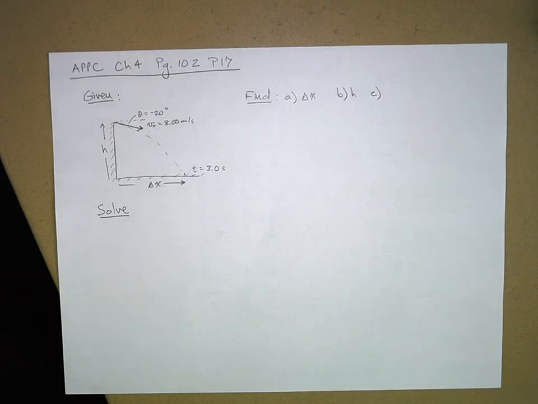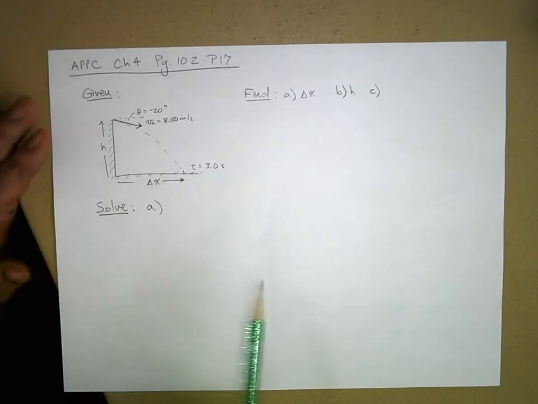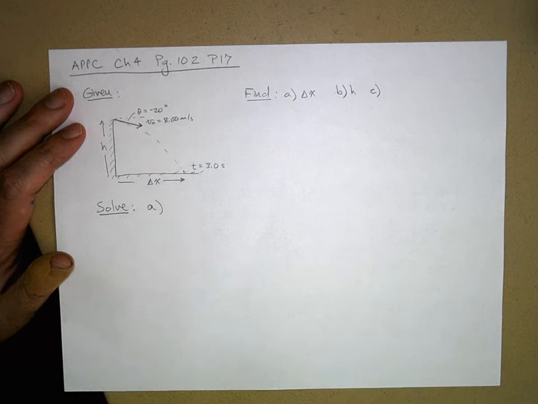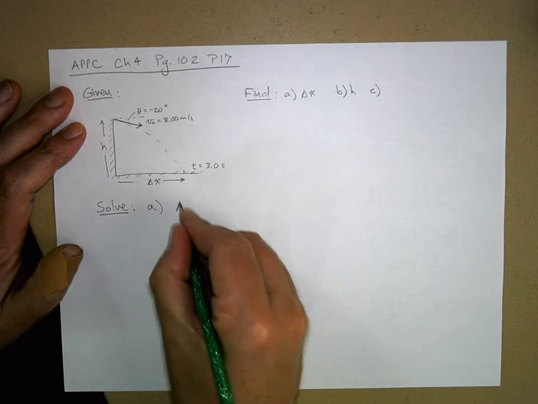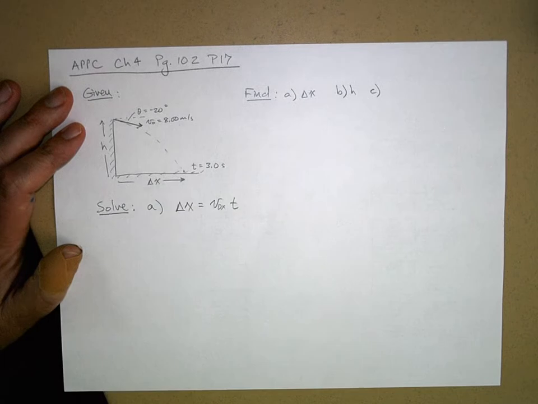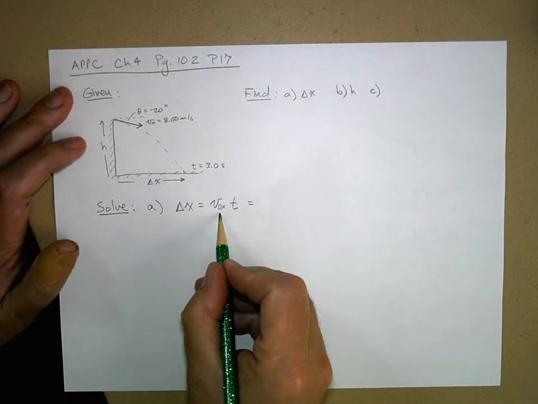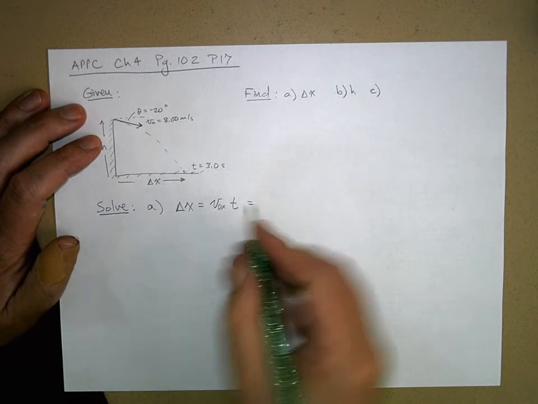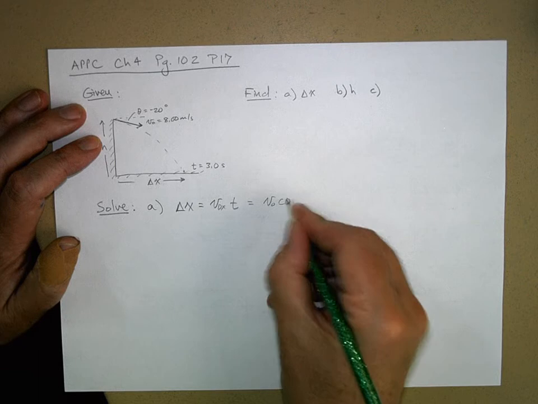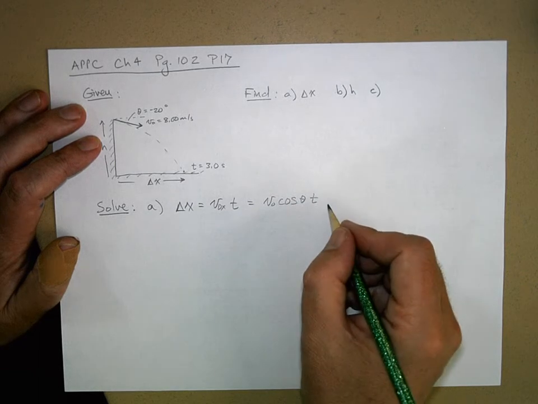Okay, so let's do part A. Now this is just projectile motion, and there's only one equation for delta x, and that is v naught x times t. Well, what is v naught x? v naught x is v naught cosine theta, and then times time. And now I'm ready to plug in values.